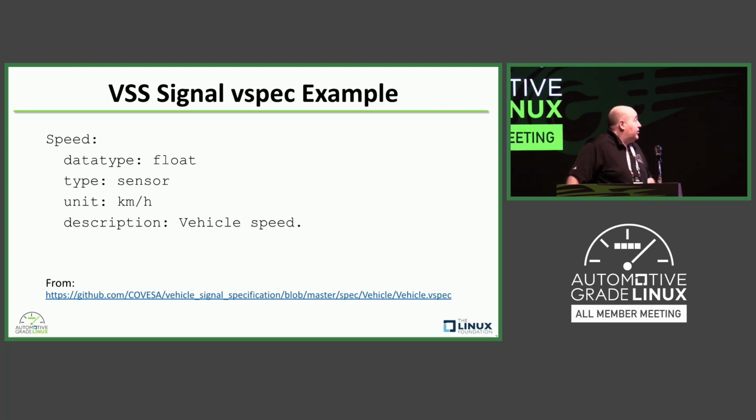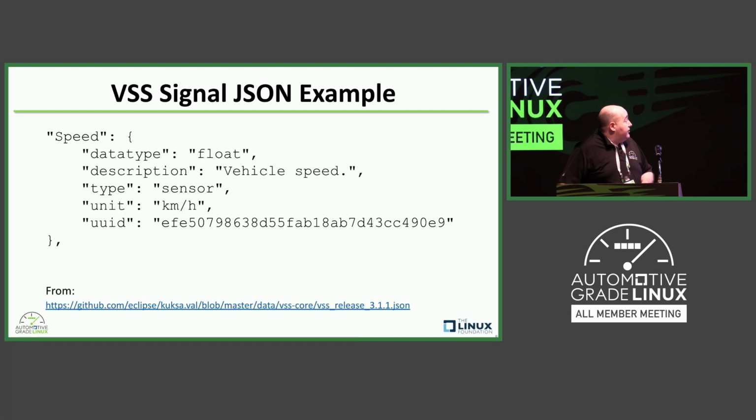So here's an example of a VSpec. It's actually pretty much a YAML file. This is just an excerpt, the vehicle hierarchy here. You'll see the URL down into the repo. There's a bunch of VSpec files, and the tooling sort of glues the tree together out of them. And here's what the JSON that comes out looks like, which is not a big surprise. It has basically the same values.